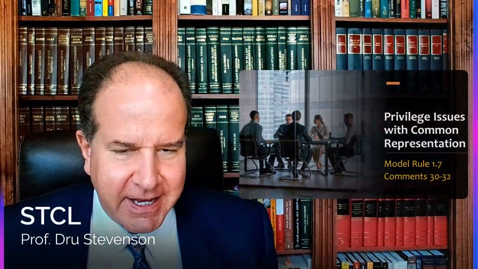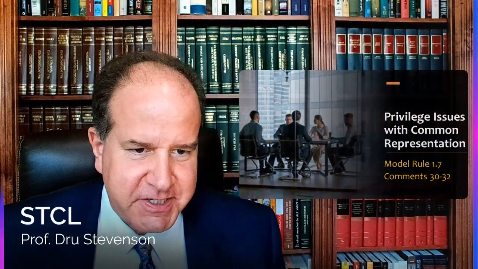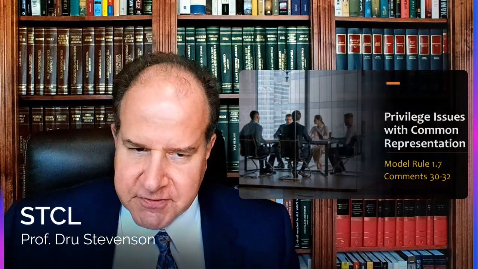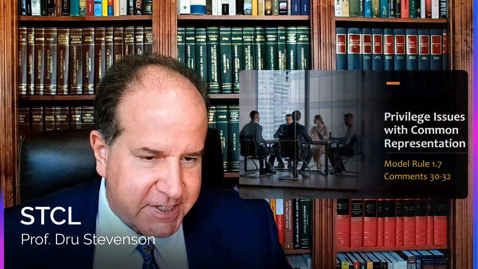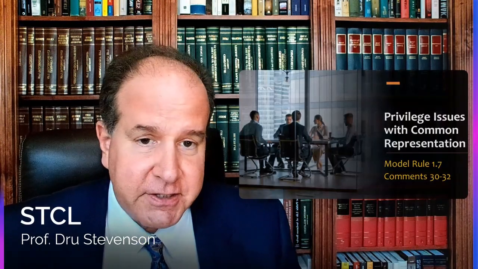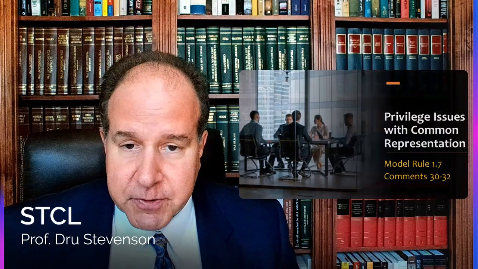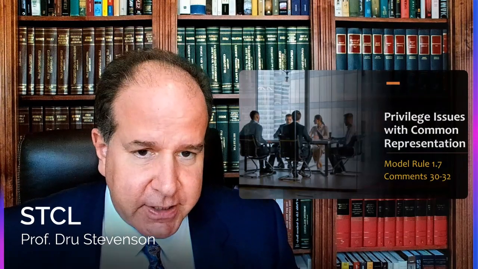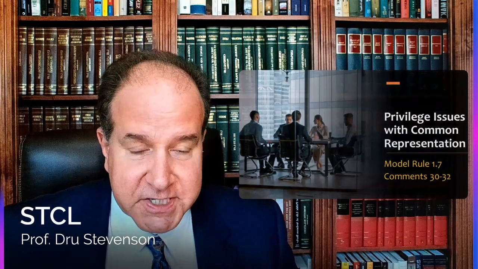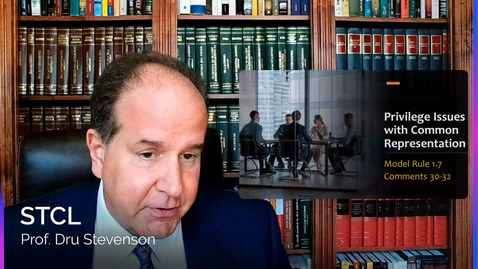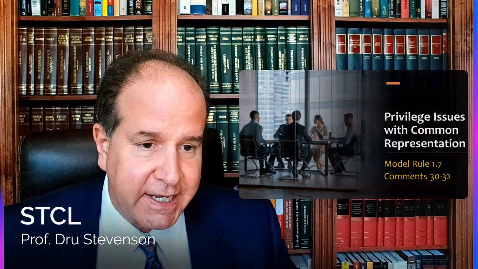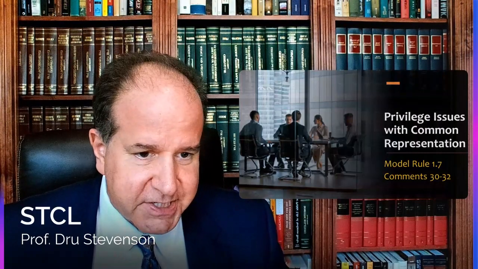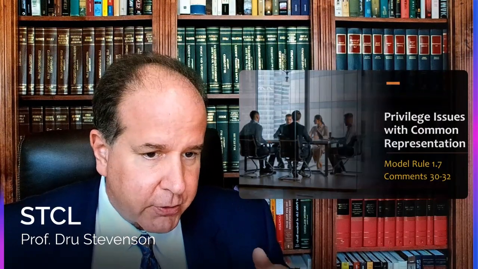I'm Drew Stevenson, and this is a lecture from my professional responsibility class about conflicts of interest. Here we're talking specifically about joint or common representation when you're representing co-plaintiffs or co-defendants, or maybe a group that's going in together on a business transaction. They want to form a business, or they want to invest together in a large parcel of commercial real estate. And so we're talking about Model Rule 1.7 and specifically comments 30 to 32.